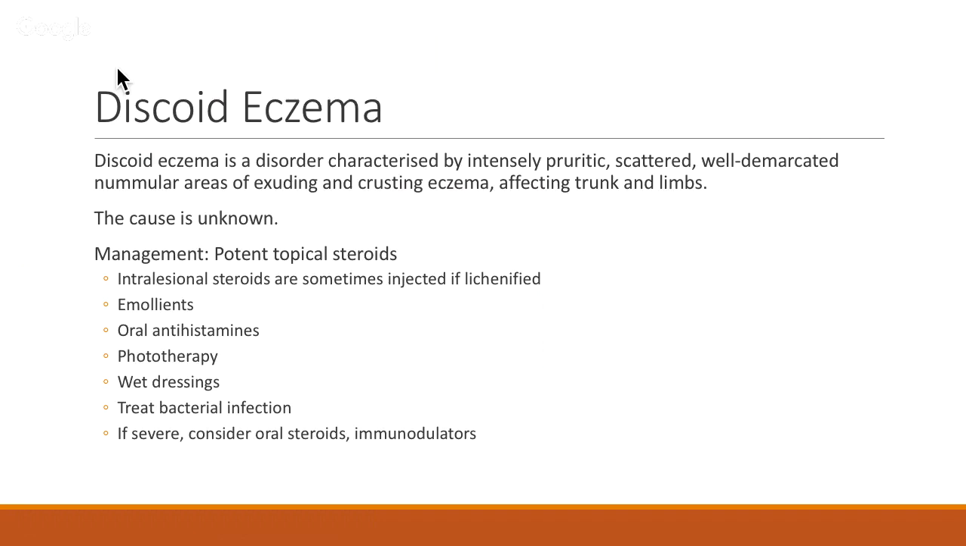Normally affects the trunk and the limbs. Causes unknown, unfortunately. So management, again, potent topical steroids. This one, you can actually inject the steroids into the lesion as well, particularly if the lesion's already lichenified, because if it's intensely pruritic, it's more likely to cause that lichenification earlier. Then, similar to your other forms of atopic dermatitis, you'd use emollients, oral antihistamines, phototherapy, wet dressings, treat any bacterial infection, and if severe, you can consider oral steroids and immunomodulators.